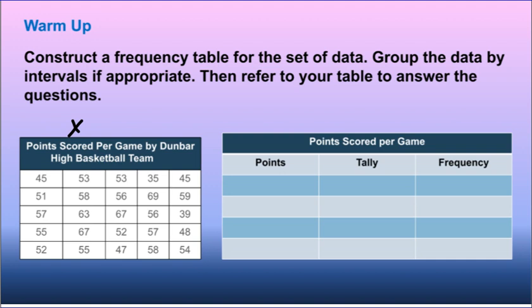So for this one, I can make a range of scores. The first one, let's just say I did 30 to 39, because my lowest score, according to this table, is 35. So I'm going to count in groups of 10. So 30 to 39, 40 to 49, 50 to 59, and then 60 to 69.